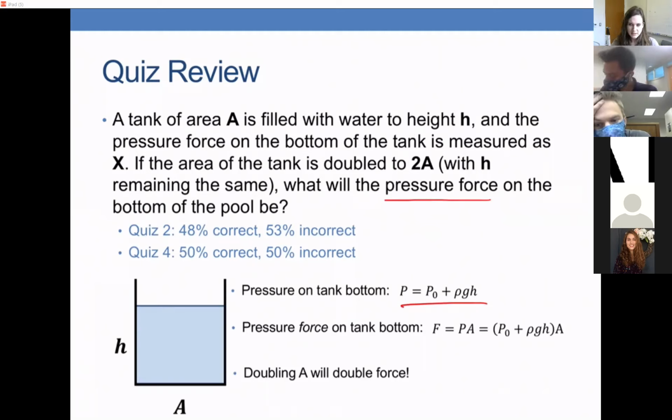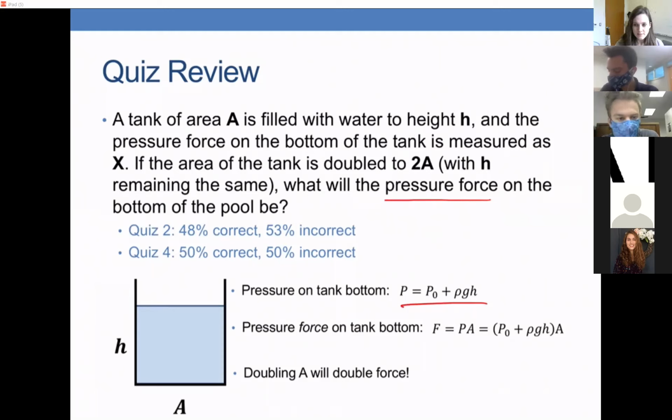And the point of this question was to get y'all to be careful and think about the difference between pressure and pressure force. So pressure depends only on H. It doesn't depend on that area. Pressure force does. Any questions about that?